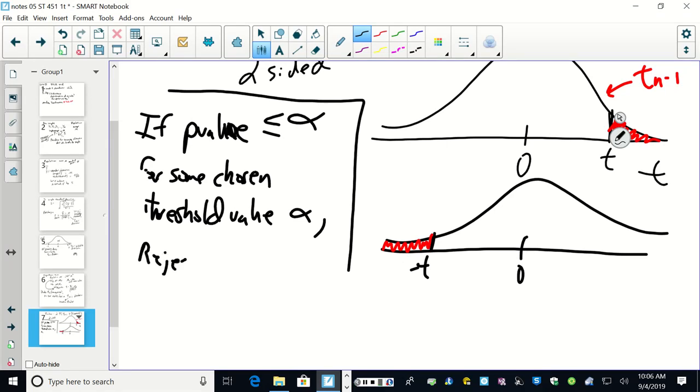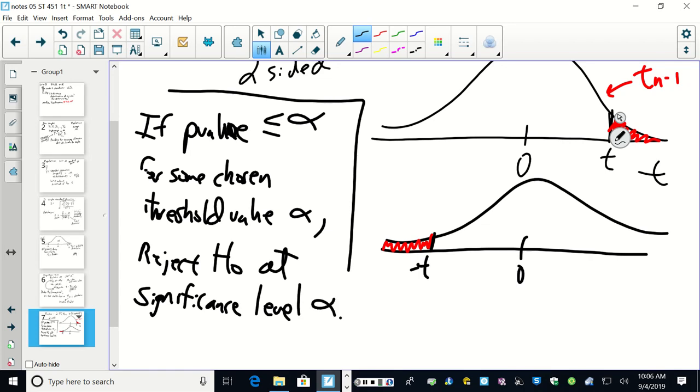We're going to reject the A0 at a significance level alpha. So usually, in medical studies or things like that, when they're writing a protocol, they say we're going to do testing at 5% level. And we're either going to do one-sided or two-sided testing. So it's all pre-specified. And 5%, 0.05 is the usual threshold.